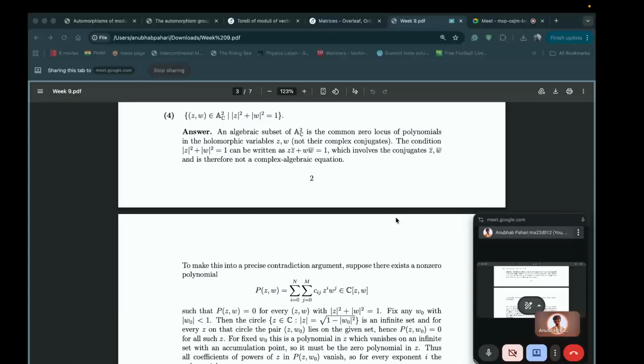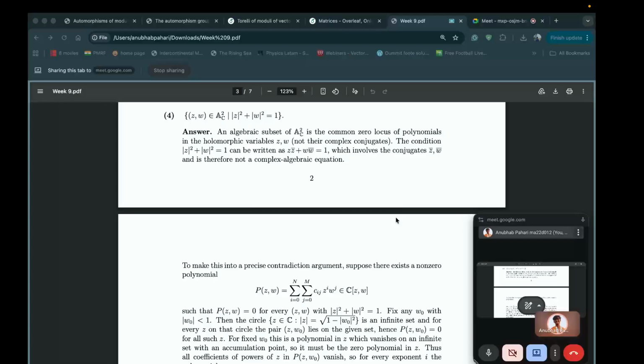To make this into a precise contradiction argument, suppose there exists a non-zero polynomial p(z, w) equals the summation over i, j from 0 to n of c_ij z to the power i w to the power j, with coefficients in C, such that p(z, w) equals 0 for every (z, w) with mod z squared plus mod w squared equals 1.